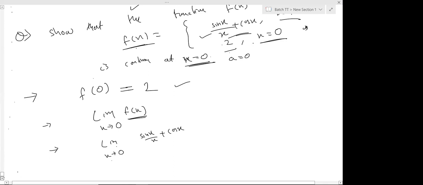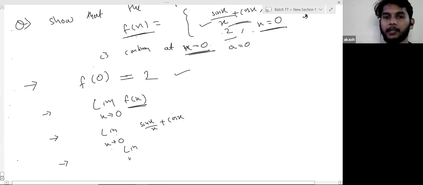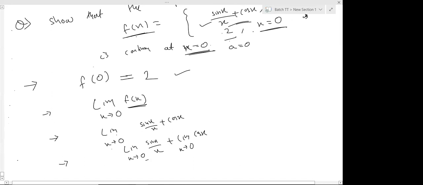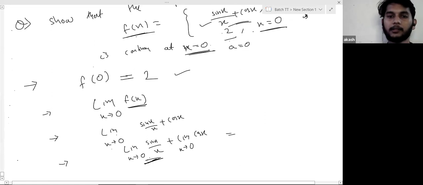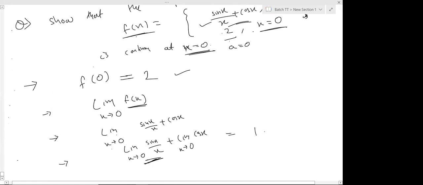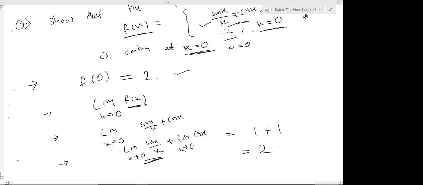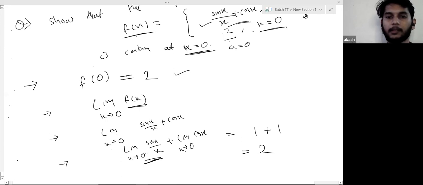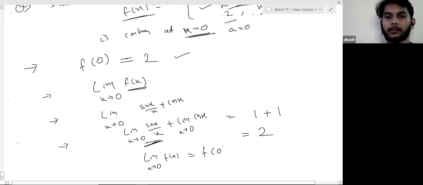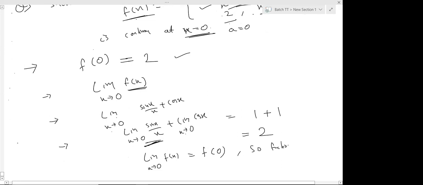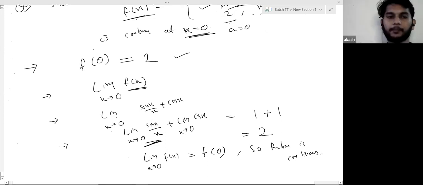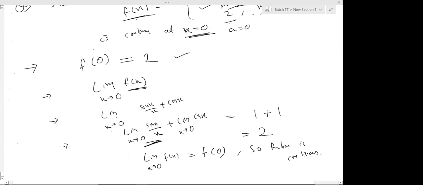Yes, sir. All right. So now evaluating this limit is very simple. We can break it down into limit x tending to 0 of sin x upon x plus limit x tending to 0 of cos x. This is a standard limit, I've given you the formulas. So limit x tending to 0 of sin x upon x is 1. And use direct substitution here: cos 0 is 1. So the answer here is 2. So we have got limit x tending to 0 of f of x equals f of 0. So the function is continuous. Very simple. Both of you, is this clear? Yes, sir. Clear.